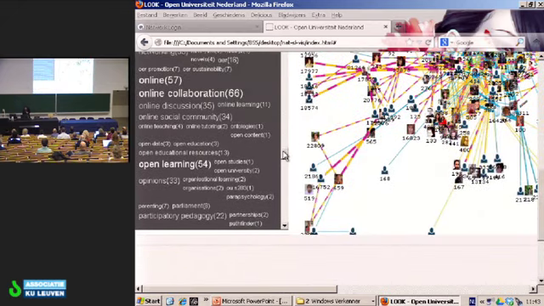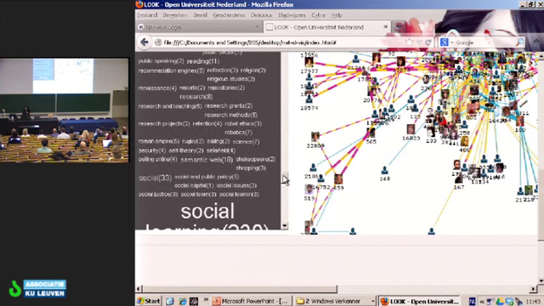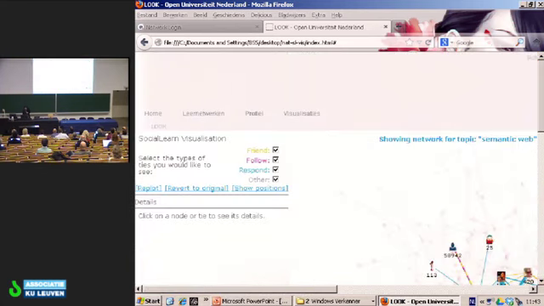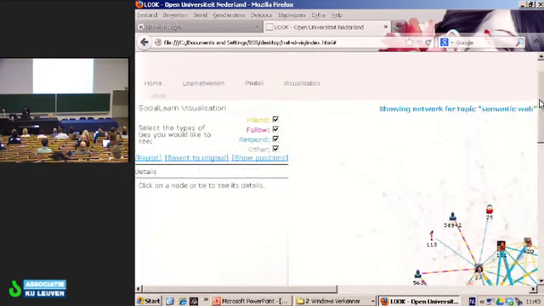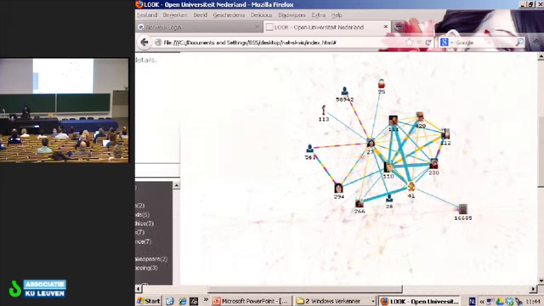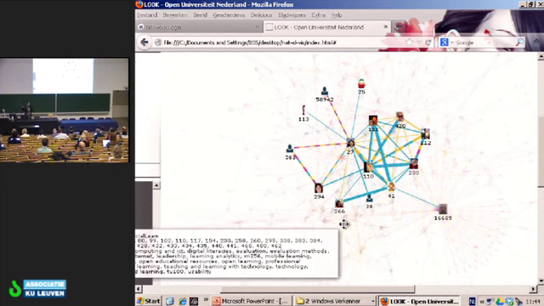For example, semantic web. So of course we use the avatars that are used in the VisSocLearn, but we anonymize the data to show it, but actually the real names are normally on there.